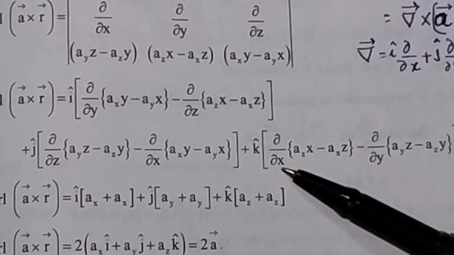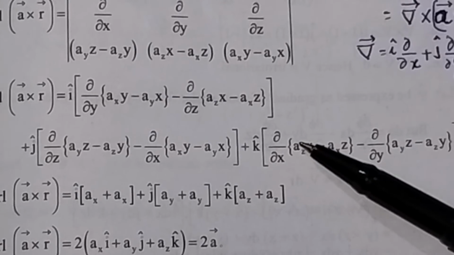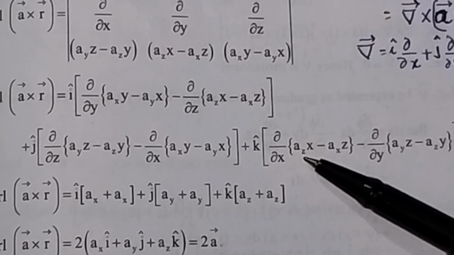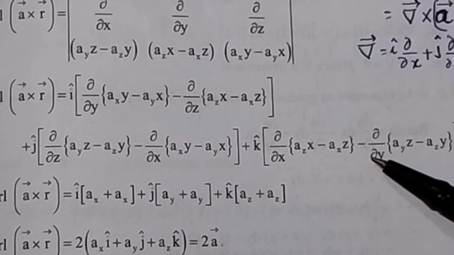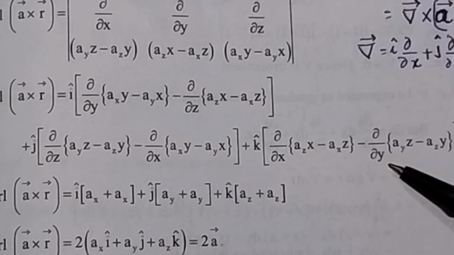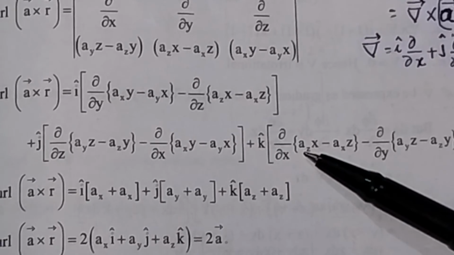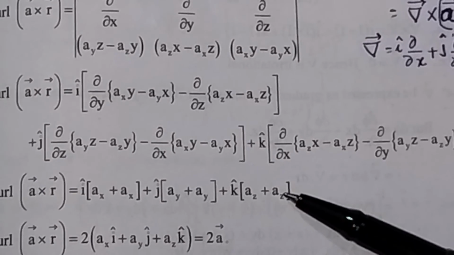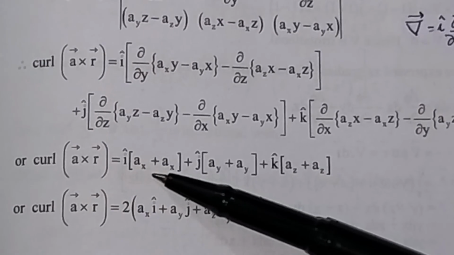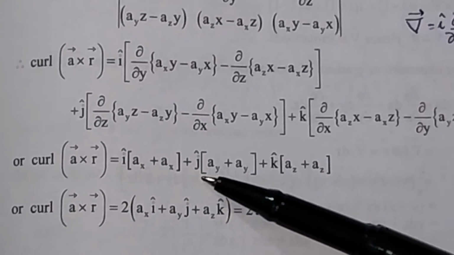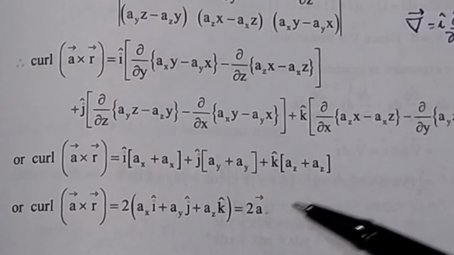Similarly, for the k term, you have partial derivative with respect to x. That means here you have one Az term, and for the other term it will be equal to 0, and for the y term you have one Az. So Az plus Az. So curl of A cross R will be equal to i cap Ax plus Ax plus j cap Ay plus Ay plus k cap Az plus Az.